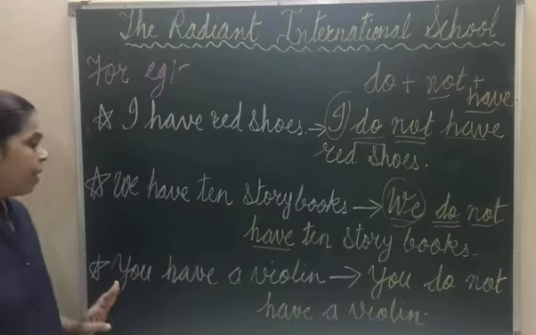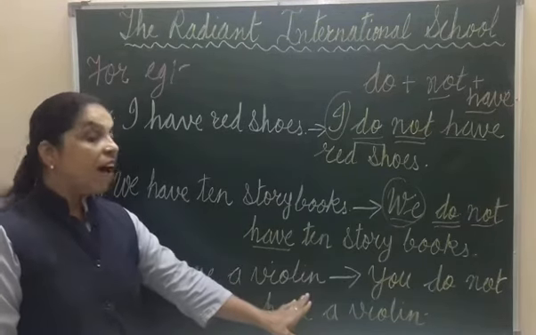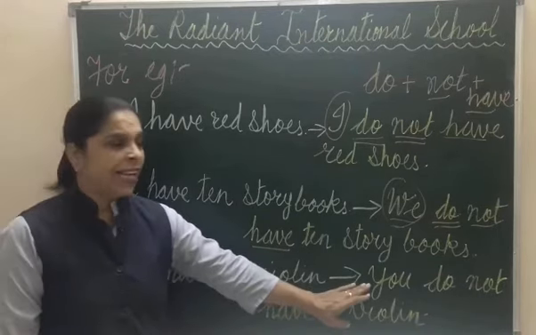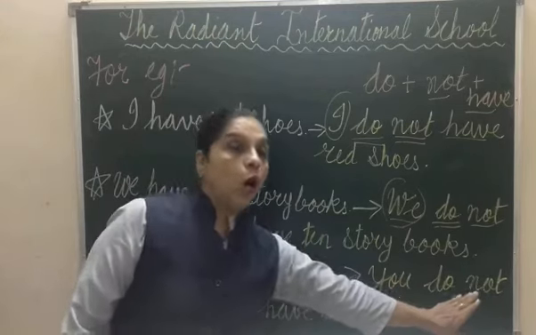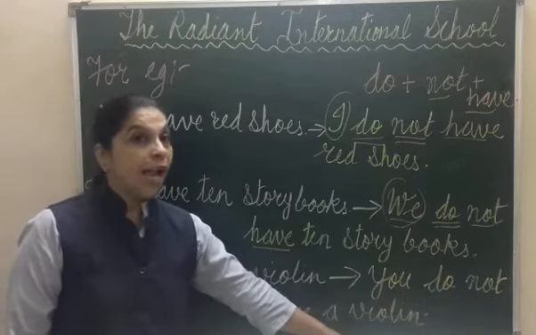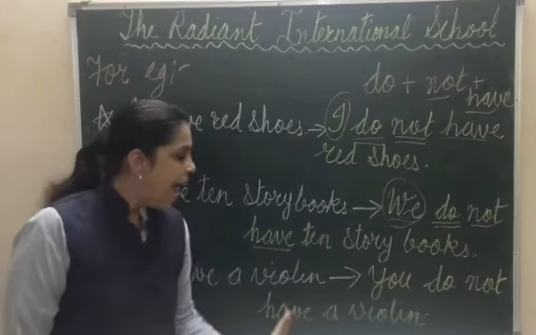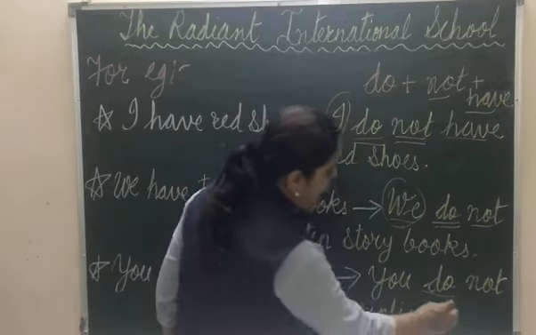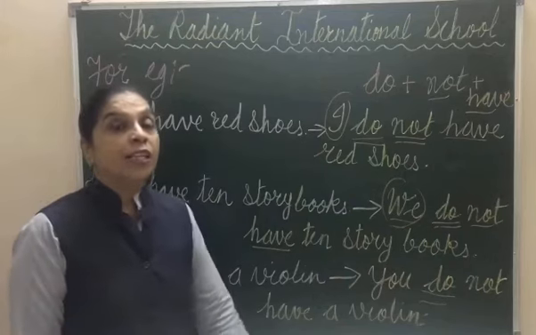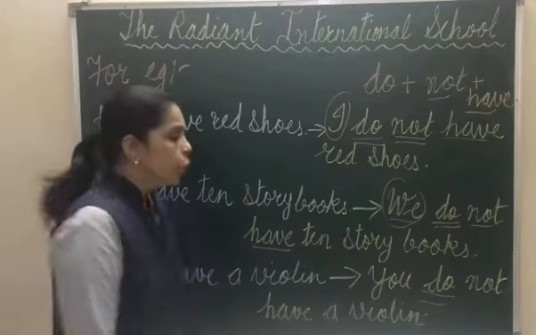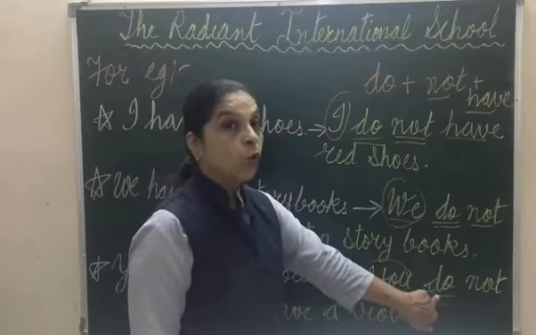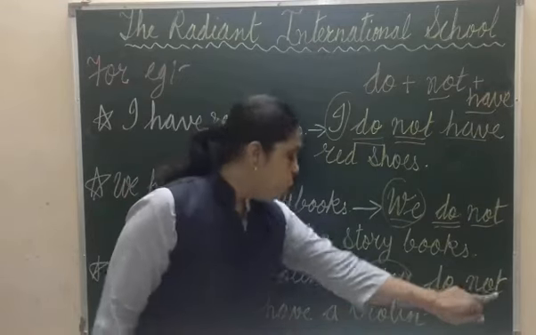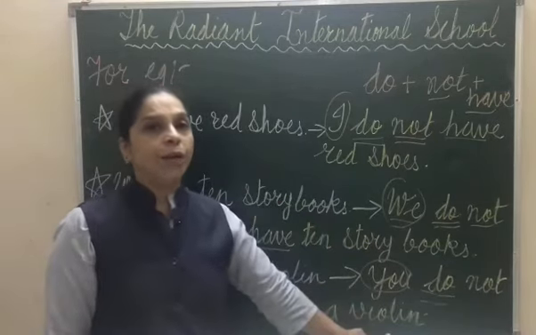Now next example. You have a violin. Now sentence will be, you do not have a violin. In this sentence, we have used do. Why? Because I explained you that with you, we will use do. You ke saath kya use hoga? Do. I or you ke saath kya use hoga? Do. So you do not have a violin.